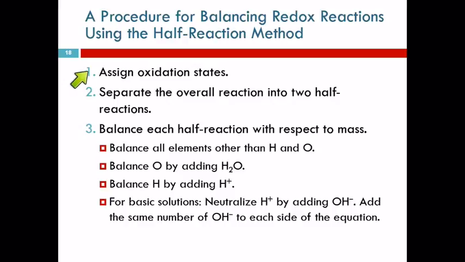First step is assign oxidation states, separate the overall reaction into the 2 half reactions, and then balance with respect to mass. That last one was easy, but sometimes there's hydrogen and oxygens running around. So first balance everything but the hydrogen and oxygen. Then if you need oxygens on one side or the other, add water. And now if your hydrogens are messed up, add H+ as appropriate. And then if it's a basic solution, you're going to add an equal number of hydroxide ions to both sides. We'll get to that later.